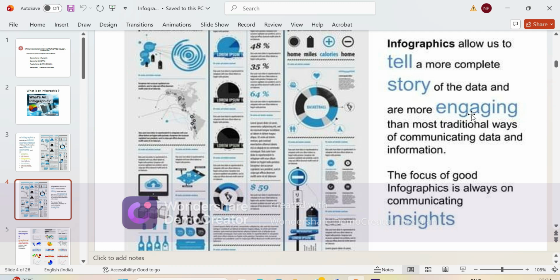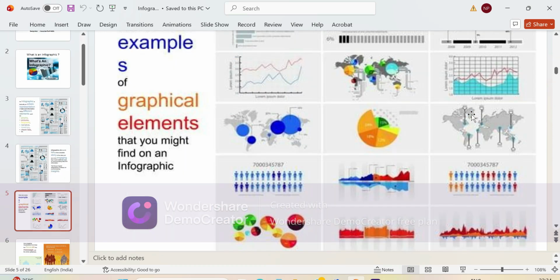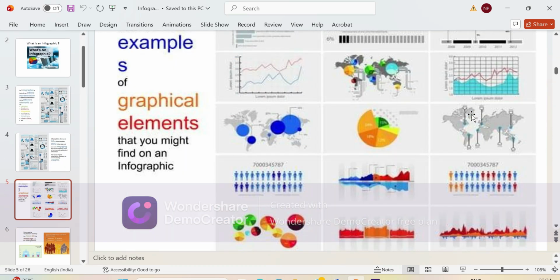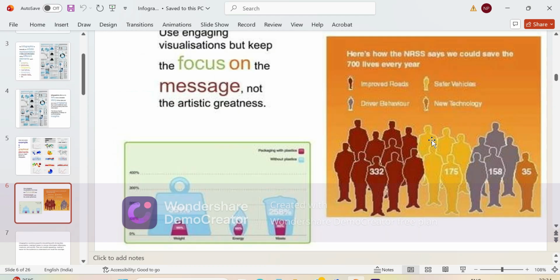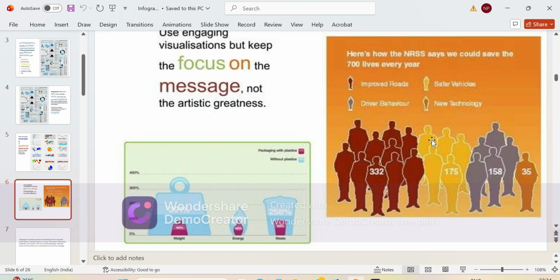So the focus of an infographic is always on communicating the insights. Here you can see different elements representing the infographics. You can see the line charts, and here some of the maps, and some of the charts and some of the diagrams which are representing the infographics. So the focus is on the message rather than the visual elements that are being used here.